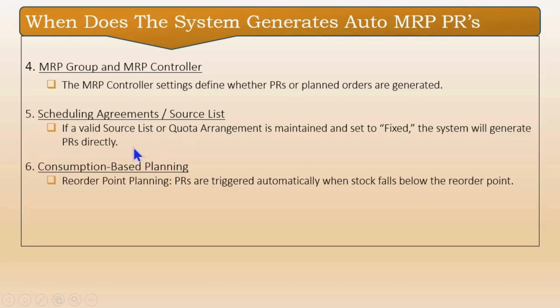Scheduling agreement, source list: if you have quota arrangements and a fixed source list of suppliers, in that case also the system will generate purchase requisitions directly. Consumption-based planning: if you set up reorder point planning to a certain quantity and then run the MRP, the purchase requisitions are triggered automatically when stock falls below that reorder point. We will log into the system, follow the business requirement exactly, do the configuration, generate the PRs, and then generate the auto PO also. Just move on to the next slide.